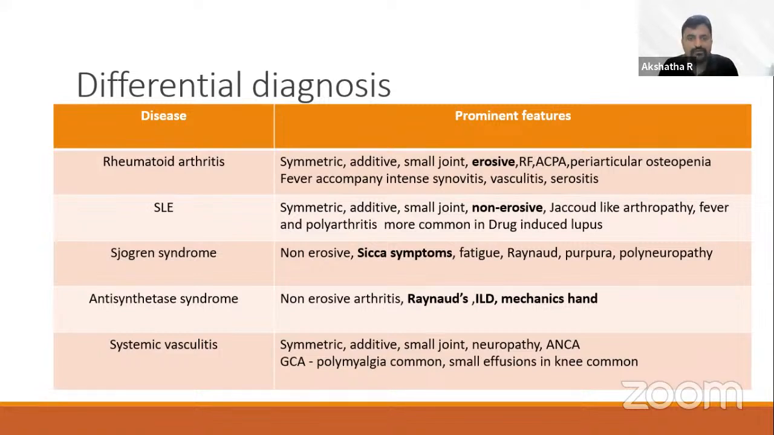In Sjogren syndrome, you can have Sicca symptoms, that is dryness of eyes and mouth, and there can be lower limb purpura and polyneuropathy. And in anti-synthetase syndrome, there is non-erosive arthritis with interstitial lung disease, Raynaud's phenomenon and mechanic's hand. And in vasculitis, again we will have symmetric small joint arthritis with neuropathy and ANCA positivity.